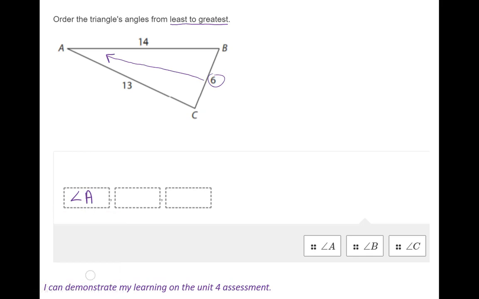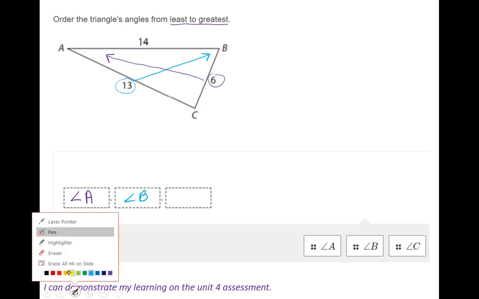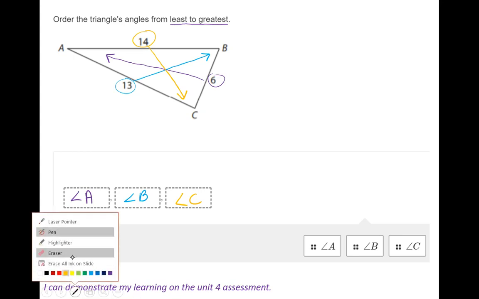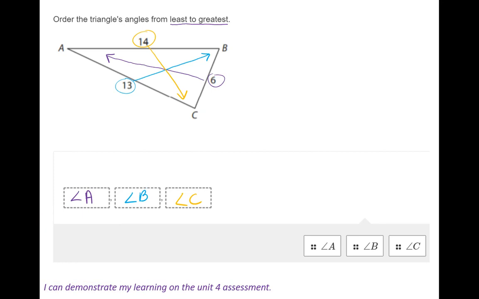All right, so then I'm going to change colors and go to the next biggest number I see, which is the 13. And then I go back from the 13 over to angle B. And then finally, the last remaining side, which is the 14, and I shoot back over here to angle C. So again, the shortest side is across from the smallest angle. I was getting my words mixed up there a little bit. Let me just draw that a little bit nicer for us. There we go. All right, on to the next one.